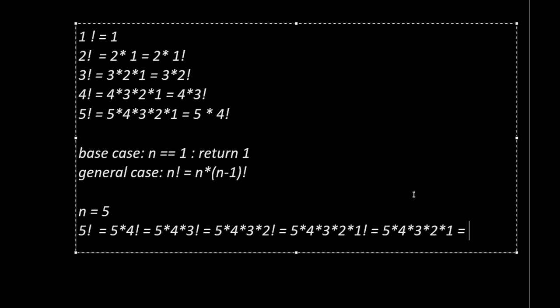So it becomes 5 into 4 into 3 into 2 into 1. Finally it calculates the multiplication of all the values and provides us the result. What is the result? 5 4s are 20, 20 3s are 60, 60 2s are 120, and 120 into 1 is nothing but 120.